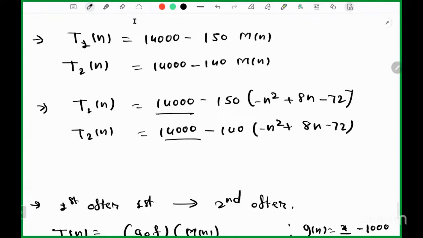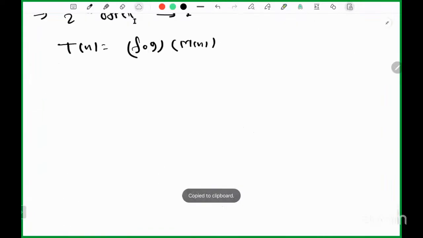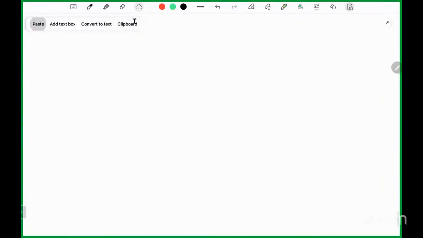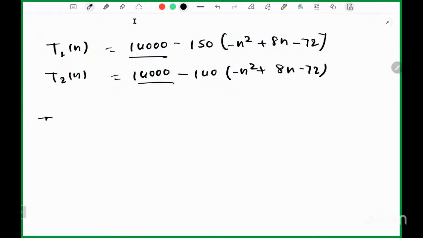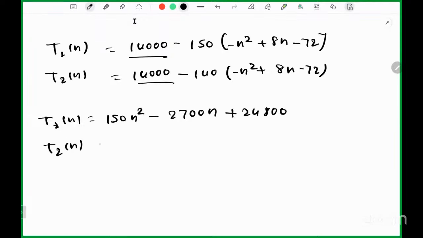Just simplify. T1 of n will become 14,000 minus 150. That simplification you have to do. So I'll just write down what the calculation is. So it's 150 n square minus 700 n plus 24880. Just simplify it, okay? Just multiply, open the bracket, solve it, and then you will get. I think this is already given to me. N equals 6.